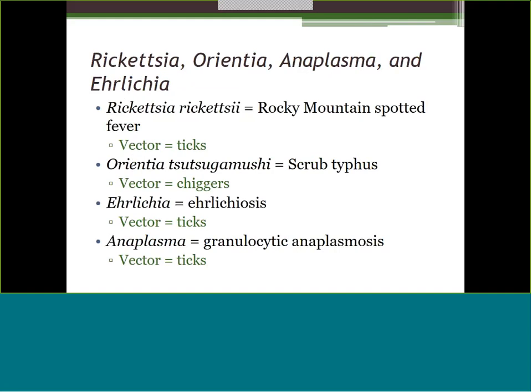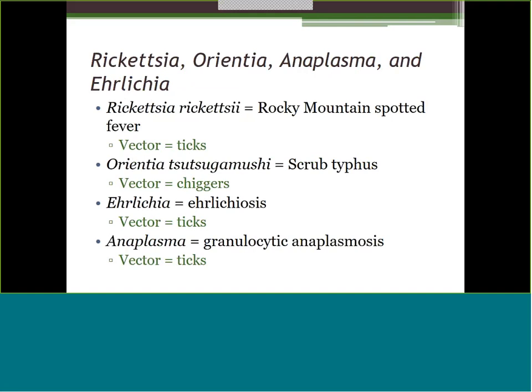All right, on to some other obligate intracellular organisms. Rickettsia is responsible for Rocky Mountain spotted fever, and it's passed through ticks. Orientia tsutsugamushi, which is the best name ever, causes something called scrub typhus, which is passed through chiggers. If you guys are from the lakes area, you know what chiggers are.